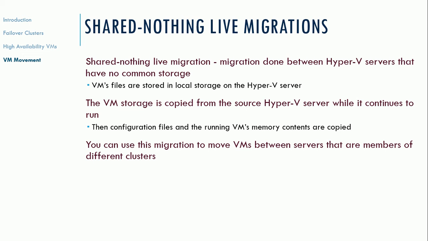What happens is the Hyper-V storage is copied from the source Hyper-V server while it's running. So while the virtual machine is running, it's going to move all of the files over to the new machine, and it's just going to use basically SMB to do that, moving it from one location to another. When we do an SMB shared storage migration, which I talked about previously, the files are not actually moved.